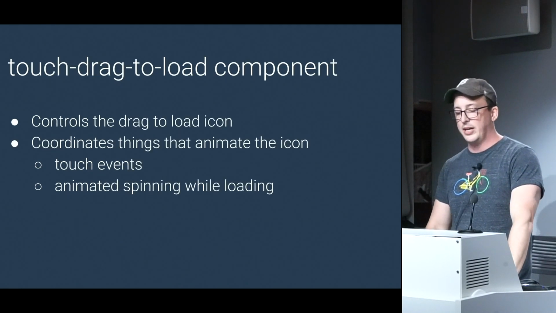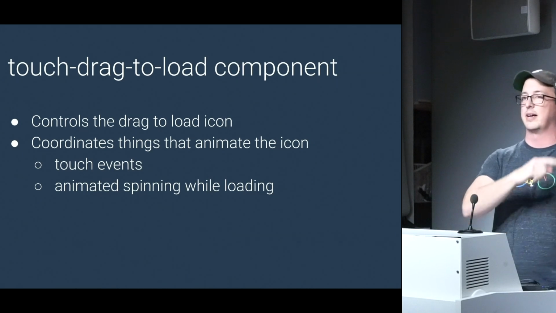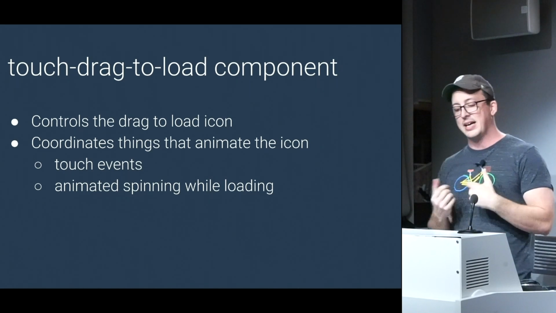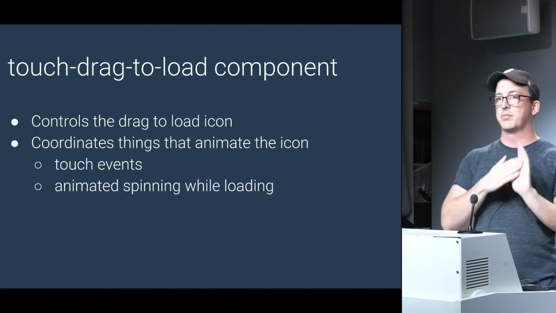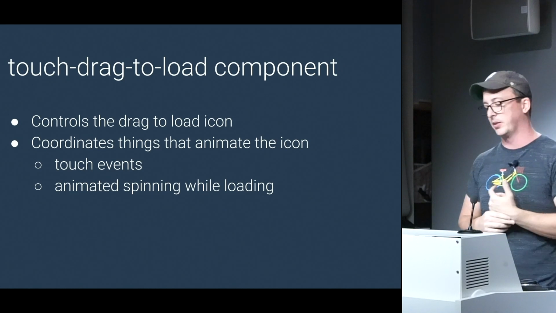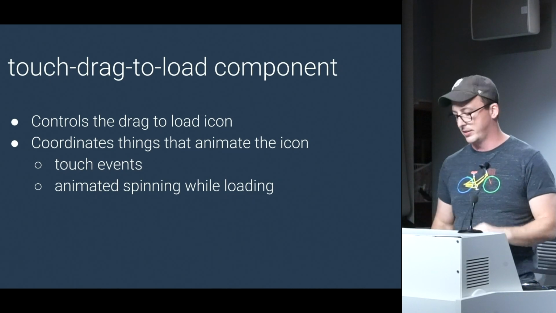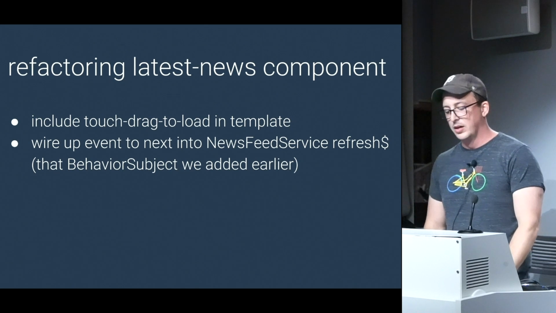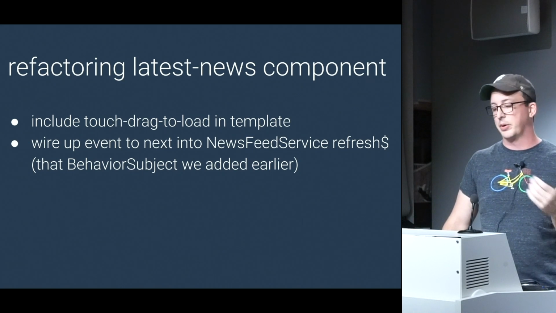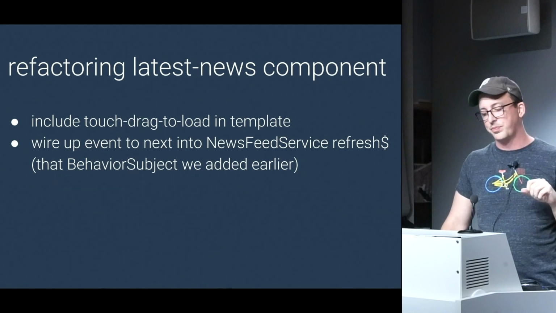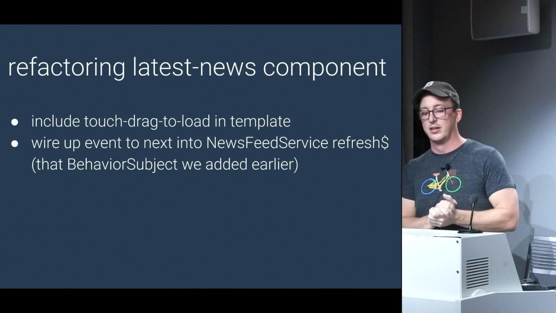So I'm going to do this by creating a few things. I'm going to add a touch drag to load component. This is going to be responsible for controlling that drag icon that's going to follow my finger. It has to emit some events. Also, it's going to have to say, hey, I want to reload because I've gone past this particular point. It's got to deal with coordinating all those touch events and animating that icon. I also will end up needing to refactor the latest news component because I need to include that new touch drag to load component. And then I also need to wire up the event to next into the newsfeed service to get new values in there.